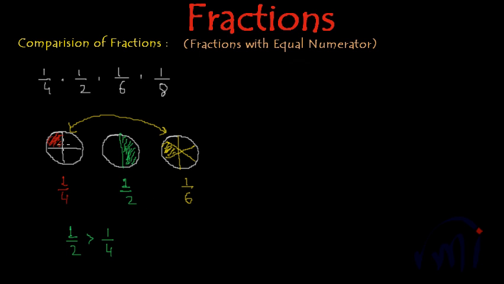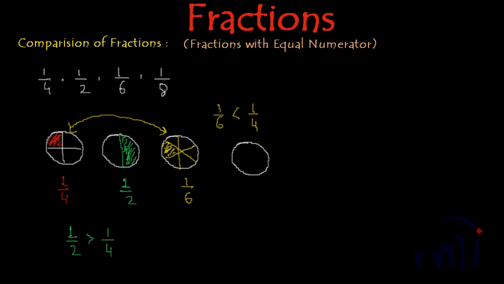Yes, 1 out of 4 means you are dividing a circle into 4 parts and taking one part, but when you are dividing the circle into 6 parts, you are going to get smaller portions of the same circle than when you are dividing it into 4 parts, isn't it? So from here, if we compare these two, we will conclude that 1 by 6 is smaller than 1 by 4.